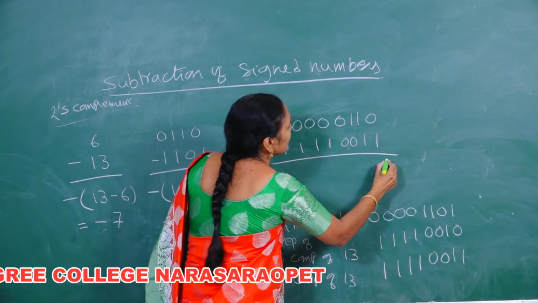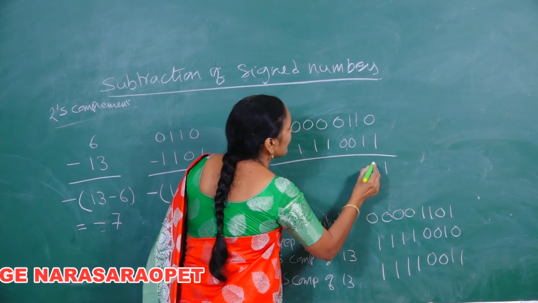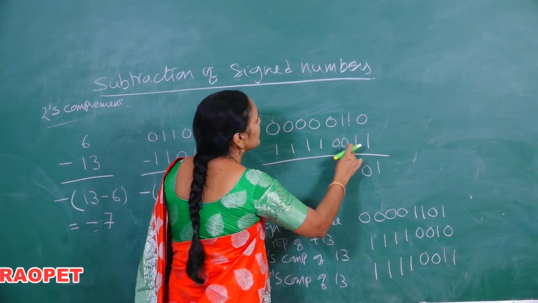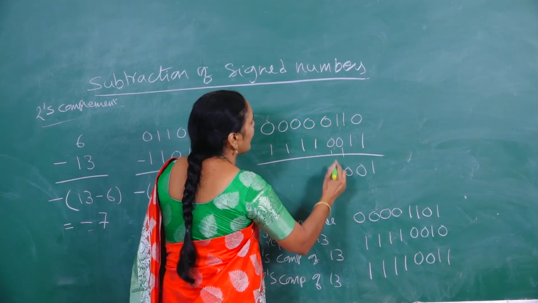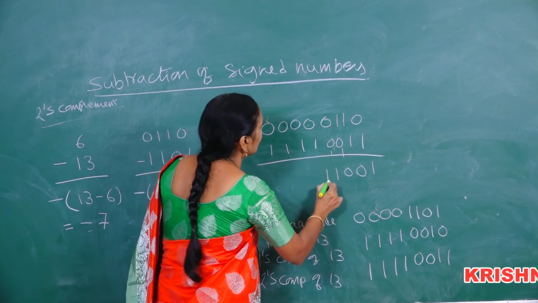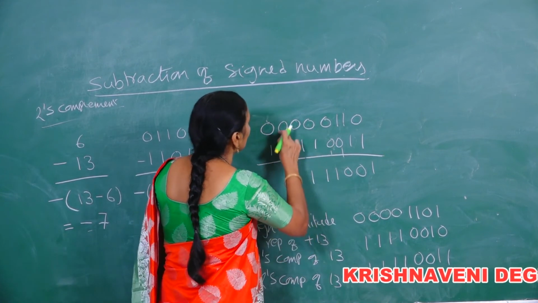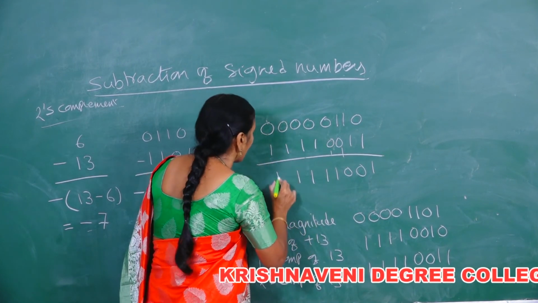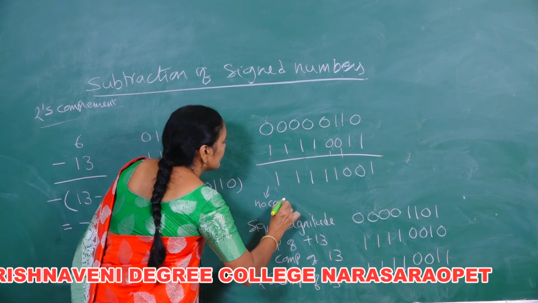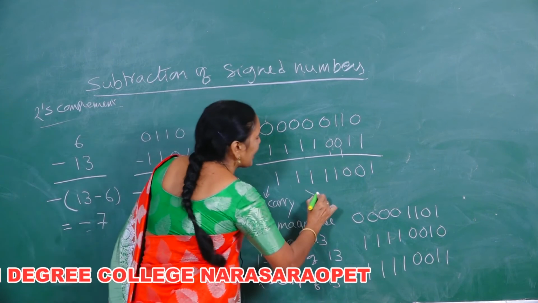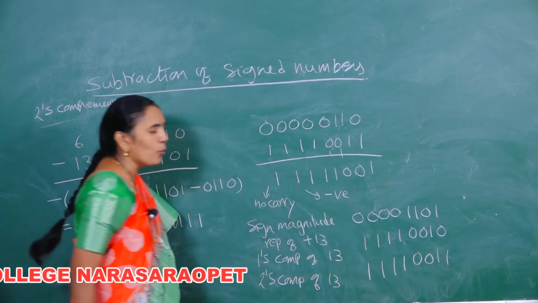Now, 0 plus 1 is 1, 1 plus 1 is 0 with a carry of 1, 1 plus 0 plus 1 is 0 with a carry of 1, 0 plus 0 plus 1 is 1, 0 plus 1 is 1, 0 plus 1 is 1, 0 plus 1 is 1, 0 plus 1 is 1. Here there is no carry and which indicates that the answer is negative.